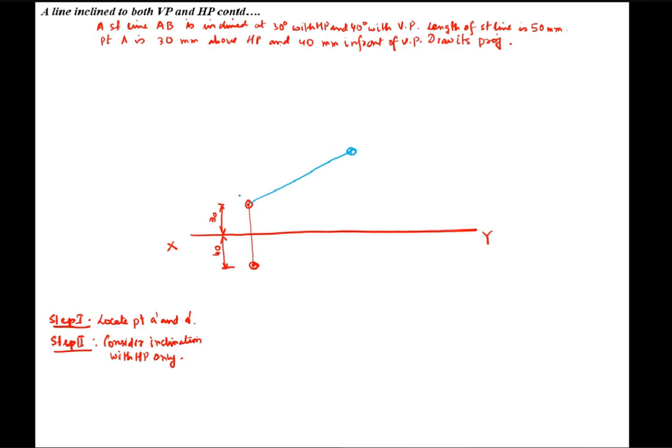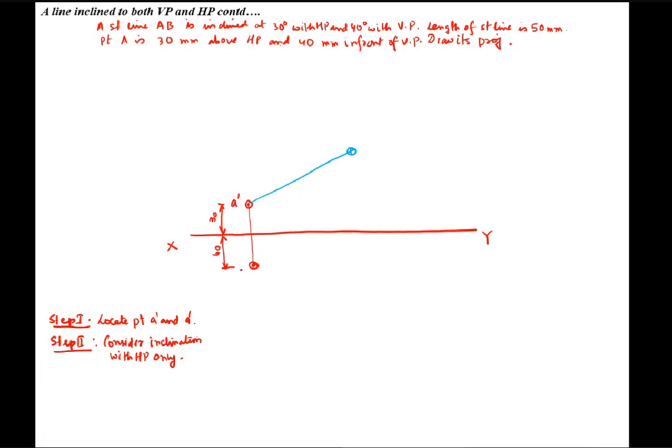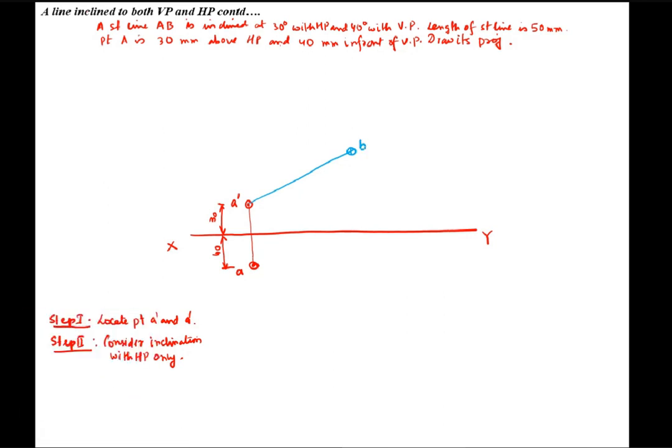This is my point A dash. This is my point A. Here, say this is B1 dash. Next, since I am considering inclination only with HP, I'll draw a straight line like this and join it. And this will be point B1. Is it clear to you? Simple. This is 30 degree. Clear?